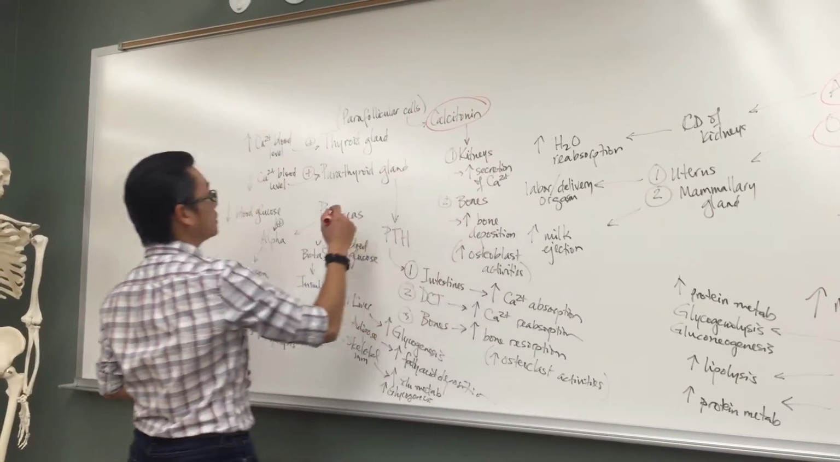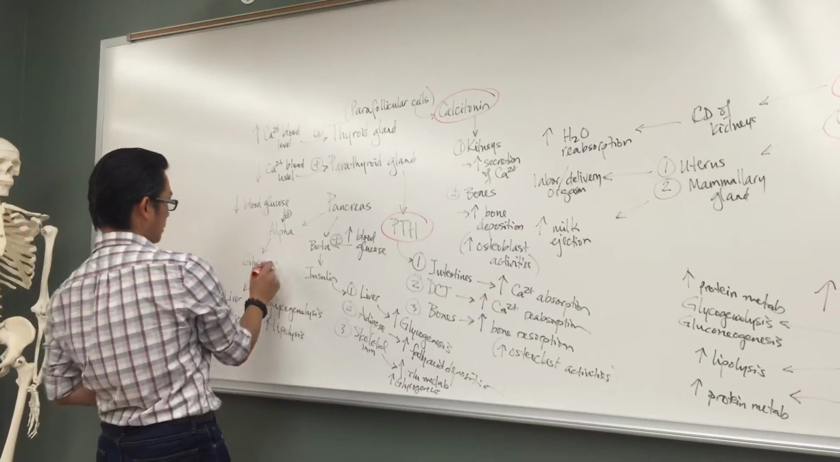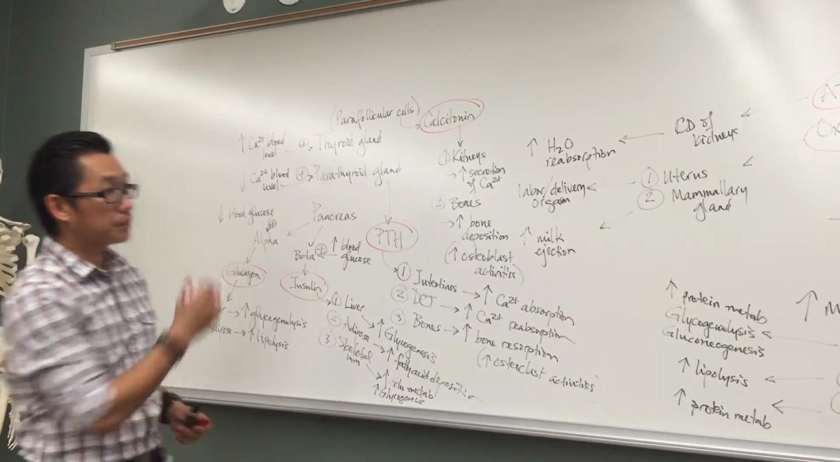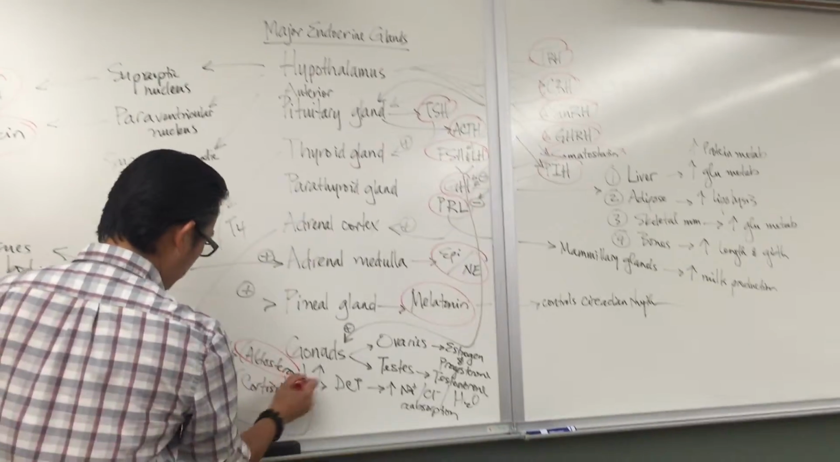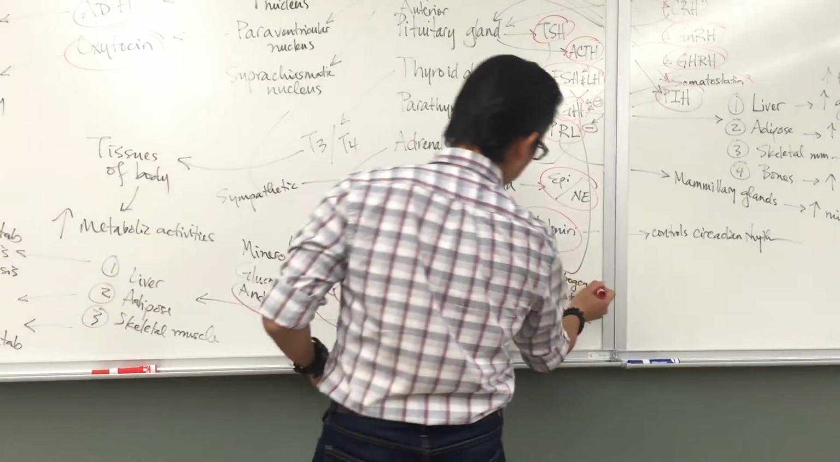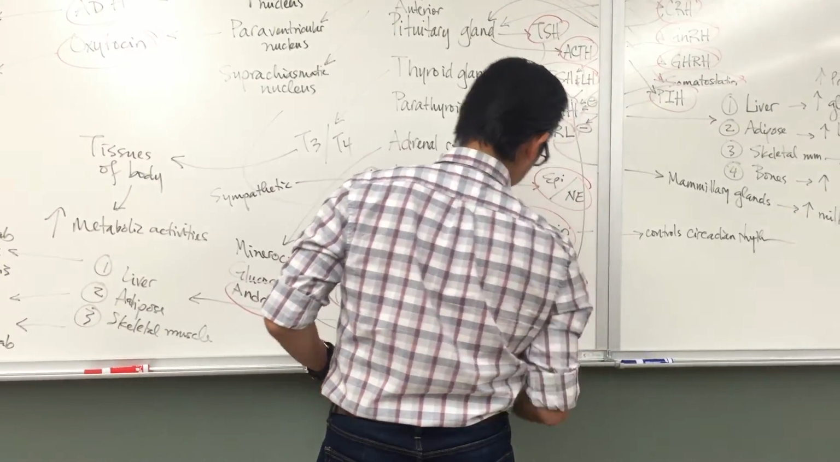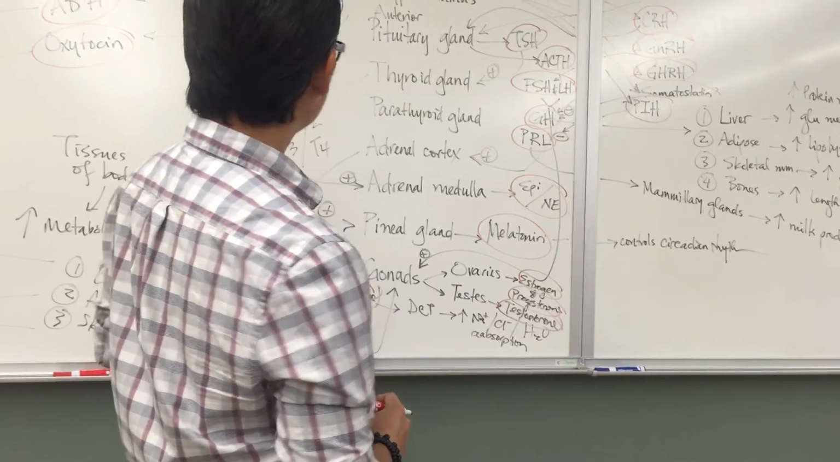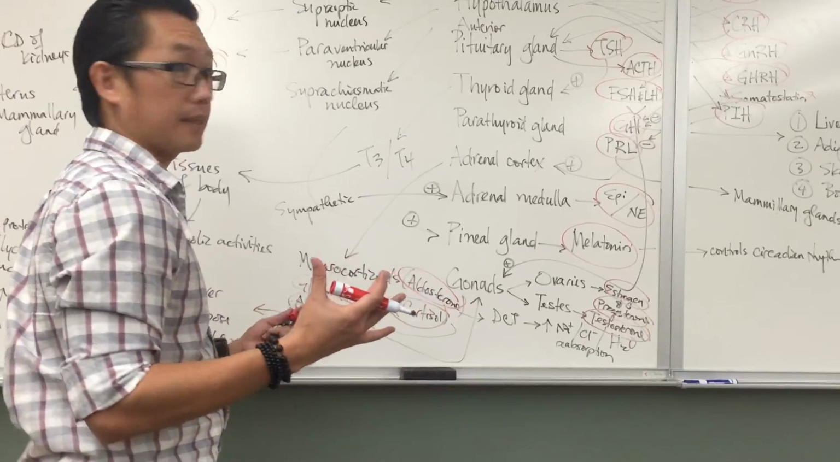So, calcitonin, parathyroid hormone, glucagon, insulin. You have aldosterone, cortisol, androgen. And at the ovaries, you have estrogen, progesterone, and testosterone. And that's it.